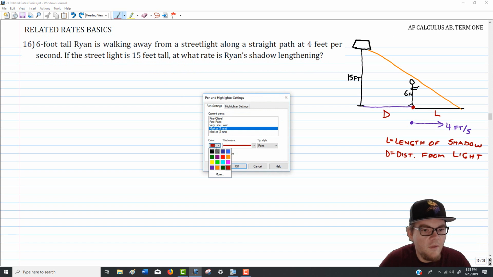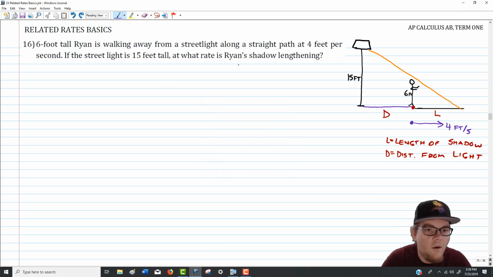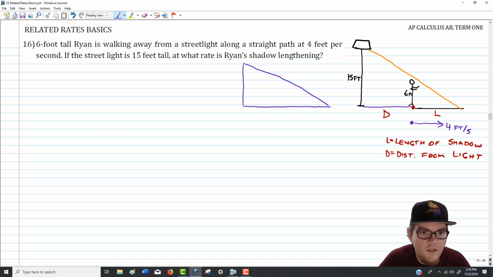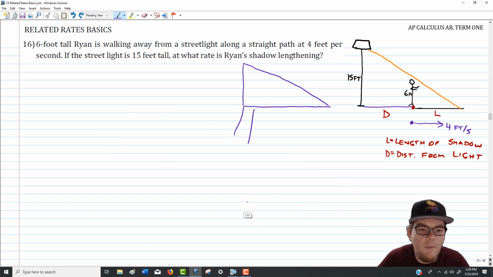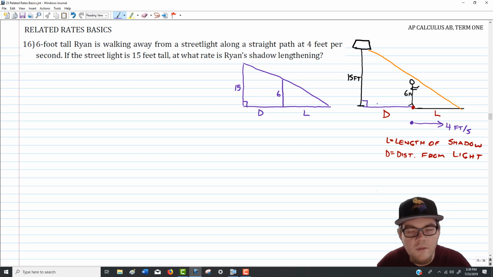So for clarity's sake, let me redraw this really fast for us. I want to draw it as a purely geometric construct. Right now it looks like a pterodactyl's head. It's not what my goal was. So there's our triangle. There's Ryan. This is 6. This is 15. This is D. This is L. And I should have mentioned it before. We assume the street light is perpendicular to the ground. Otherwise, someone's got to get the utilities or the city out there to repair it. So with that in place, this is now our place to work from.